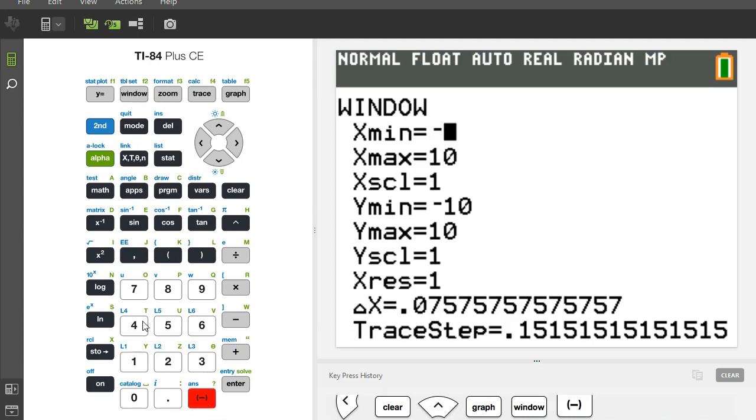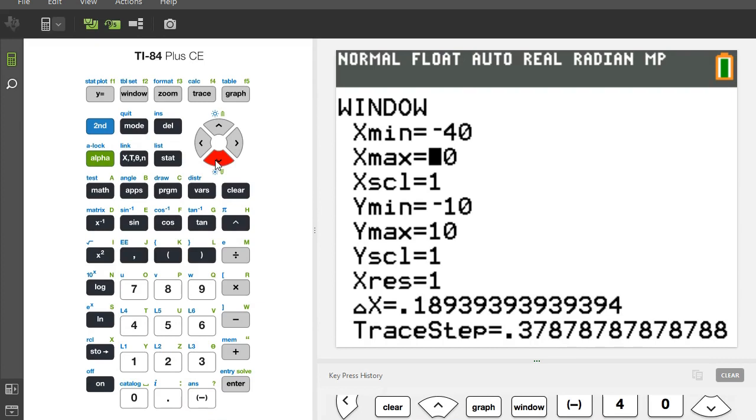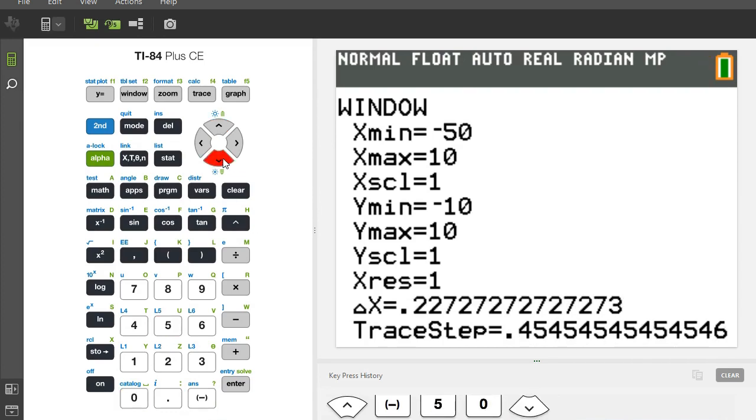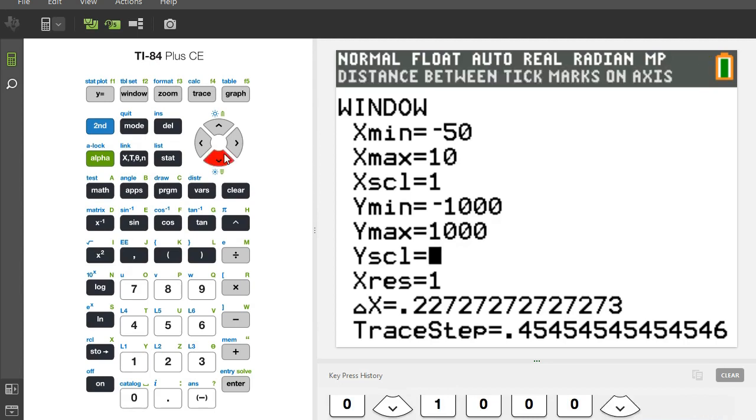I've done this a few times, so I know where everything is going to be on this particular problem. I've kind of investigated it in advance. So if I make my x negative 50 as my min and my max 10, that'll work pretty well. If my y min is somewhere around negative 1,000 and my y max is somewhere around 1,000, then everything will work out okay.